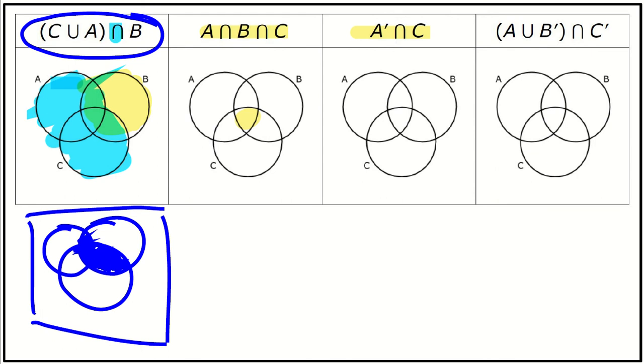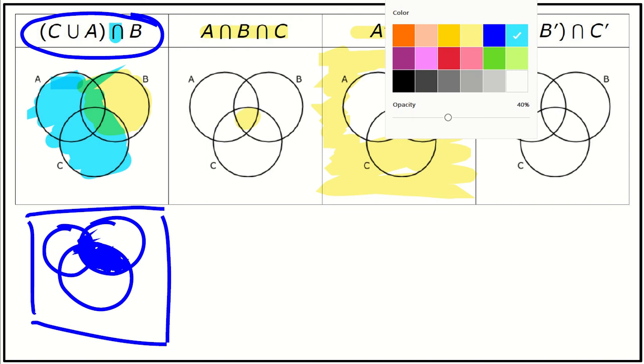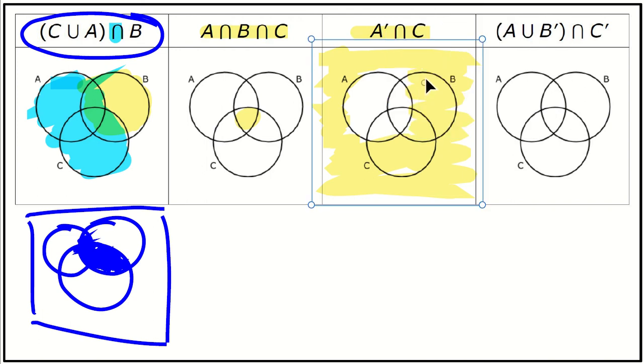Now not A, so that means everything outside of A. So let me just colour in everything outside of A. So everything outside of A. I want to know, where does that intersect with C? So let me colour in C in a different colour. So where does that intersect with C? Oh, come on, behave.